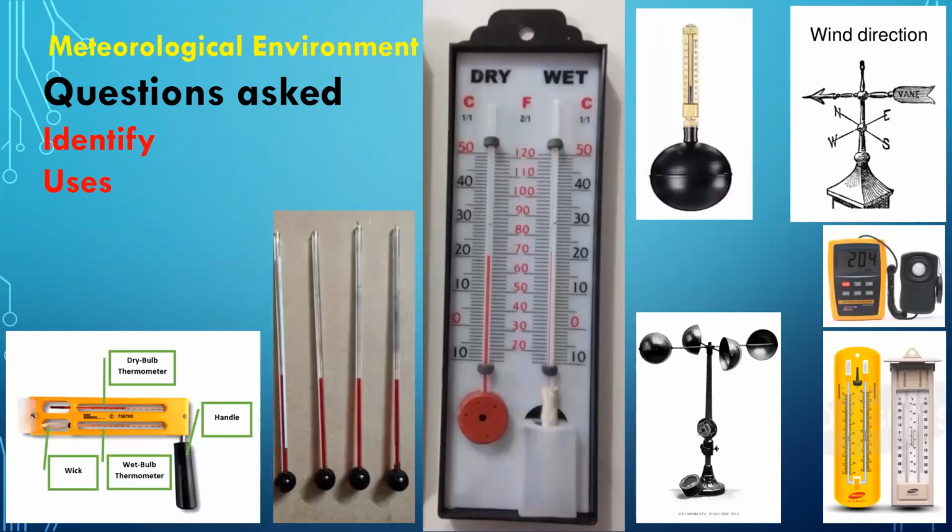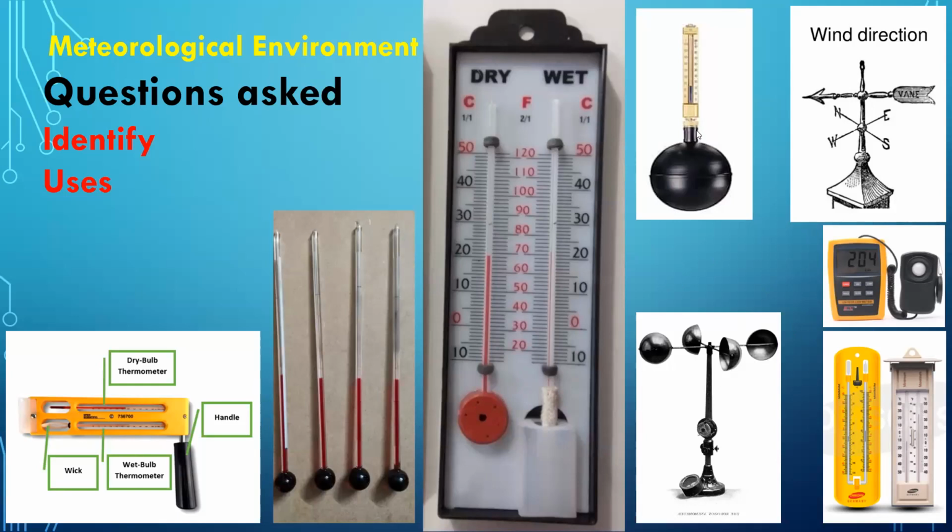Then meteorological environment. These are the spots which are usually kept in meteorological environment. So we have globe thermometer, Kata thermometer, maximum and minimum thermometer, then wind vane, anemometer, lux meter. This is the maximum and minimum thermometer, and this is the dry and wet thermometer. So this is the dry thermometer and this is the wet thermometer. There is a cloth here which is made wet, and sling psychrometer. So these are the various spots which are kept from the meteorological environment.